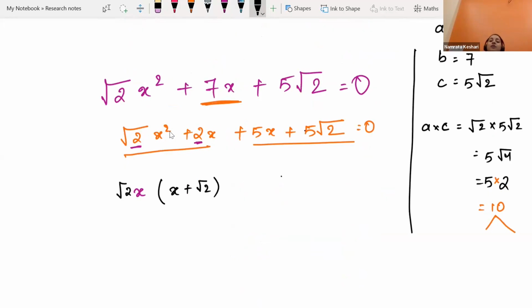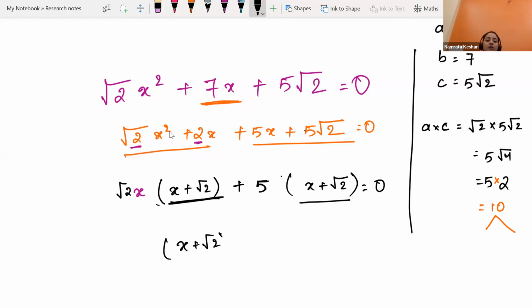Now from the next two terms also, if I ask you, Zoha, what is the common factor? It's plus 5, because the plus 1 of the terms have to be the same. x plus root 2 is remaining. And since we are getting the same term in both the brackets, that means we are moving on the right track, right? Now x plus root 2 can be taken out as a common factor, and the remaining will be root 2x plus 1 is equal to 0.